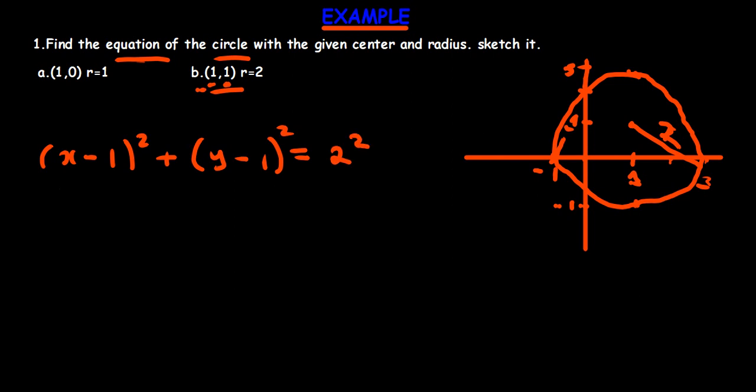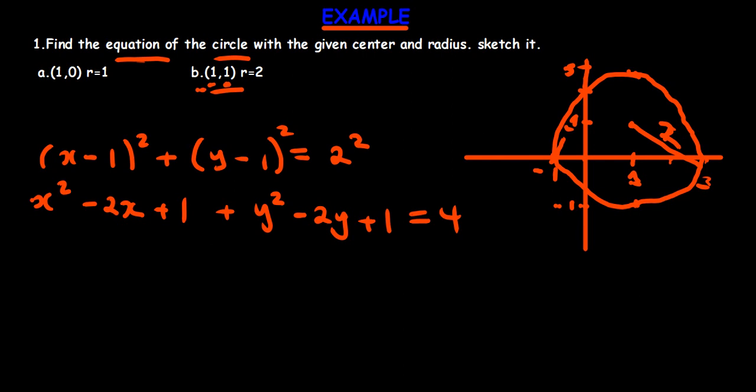Then I can expand this. So when I expand this, I have x squared minus 2x, then I have plus 1, plus here I have y squared minus 2y, then I have plus 1, is equal to 4.